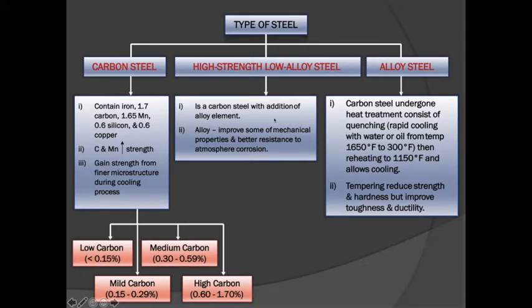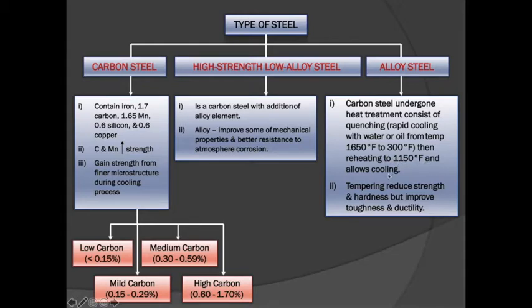As for high strength low alloy steel, it is a carbon steel with addition of alloy element, whereas this alloy is to improve some mechanical properties and better resistance to atmosphere corrosion. For the alloy steel, it is a carbon steel undergone heat treatment. It consists of quenching, rapid cooling with water or oil from temperature of 1650 degrees Fahrenheit to 3000 Fahrenheit. So this is a typo error, right? So it is to 3000. Then reheating to 1150 Fahrenheit.